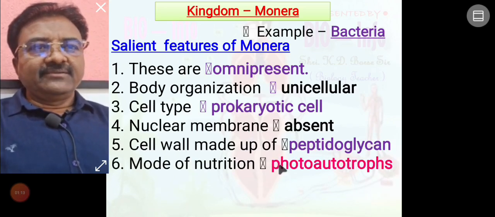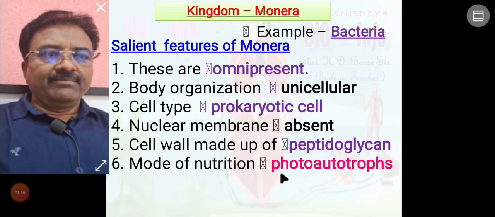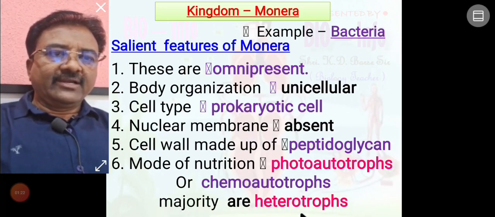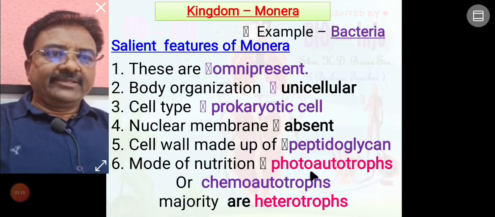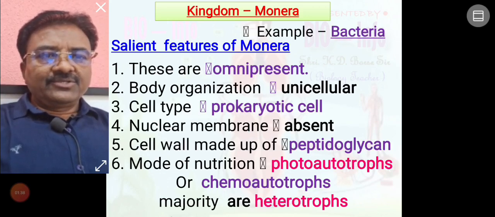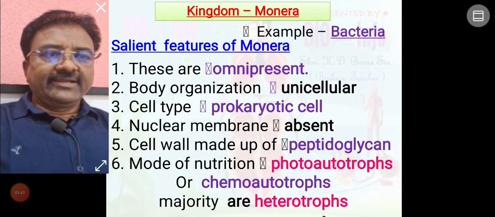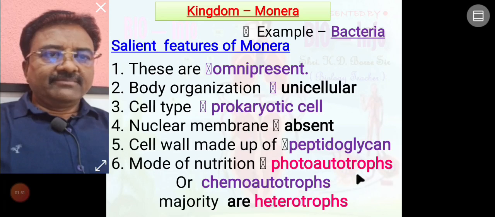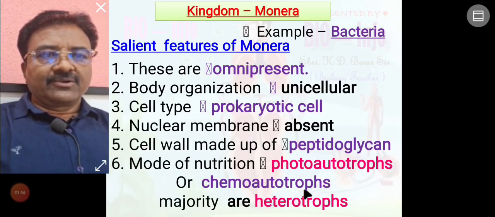Mode of nutrition: Monera organisms may be photoautotrophs, chemoautotrophs, but the majority are heterotrophs. Means some Monera prepare their own food material with the help of light. Some Monera organisms prepare their own food material with the help of chemicals, but most of them, the majority, are heterotrophs, which do not prepare their own food material. Always remember the mode of nutrition in Monera organisms: some photoautotrophs, some chemoautotrophs, and the majority are heterotrophs.